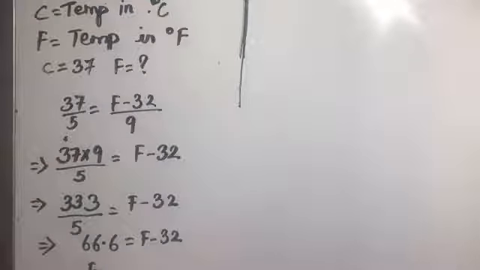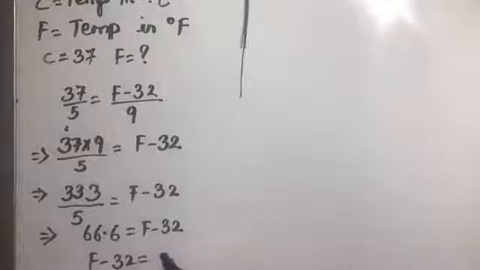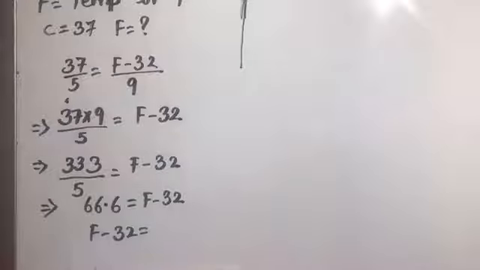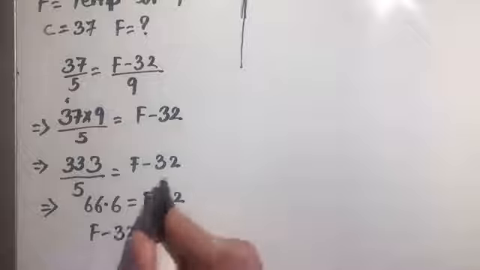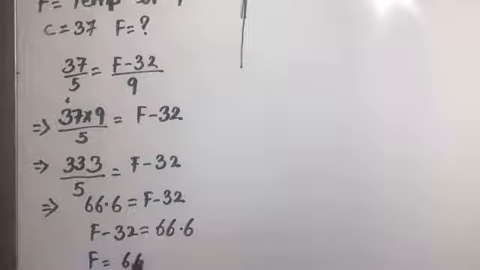So F minus 32 is equal to 66.6. I'm just switching the sides so that it is easier to see the variable, because we keep the variable on the left hand side. So F will be equal to 66.6 plus 32, which is 98.6 degrees.